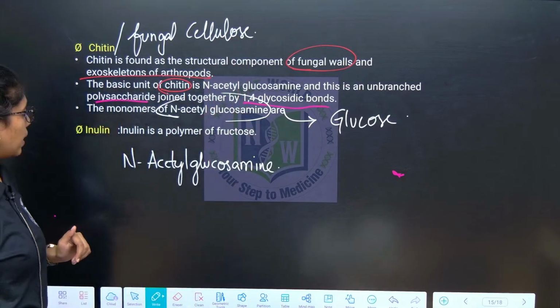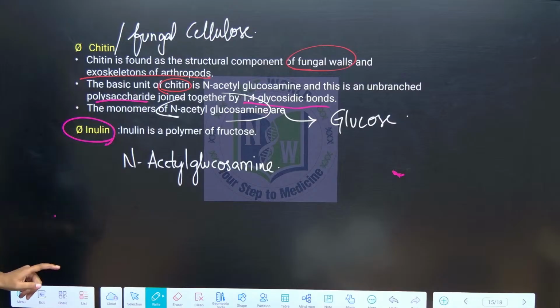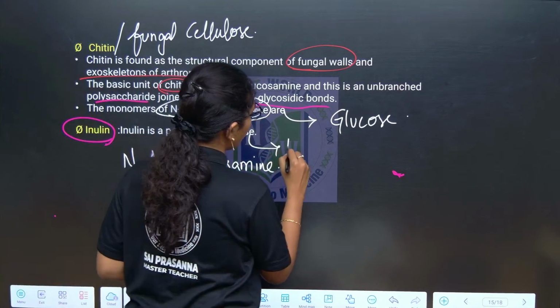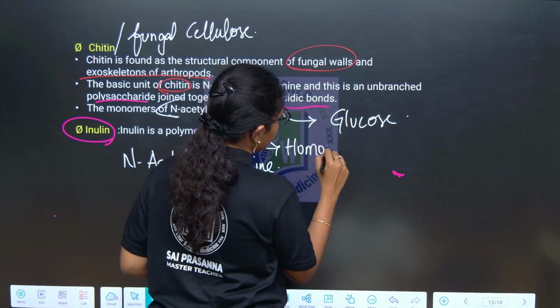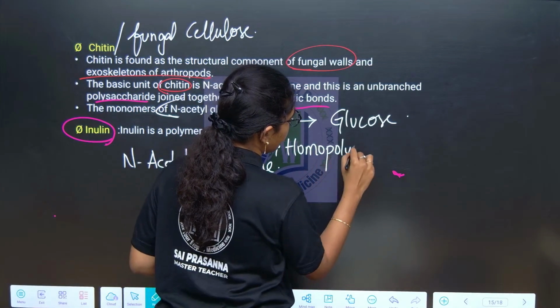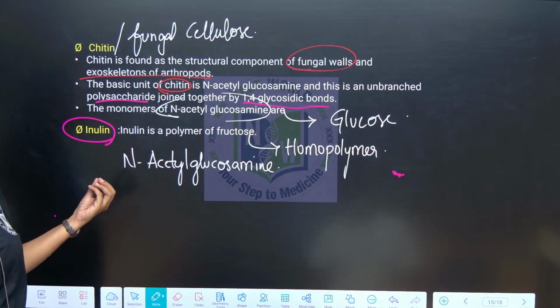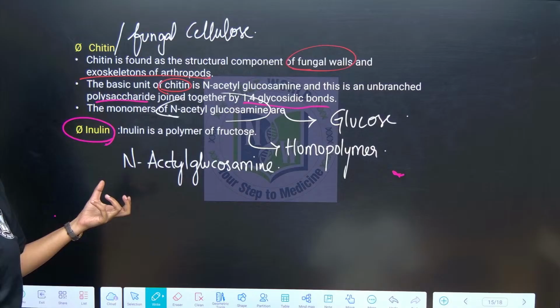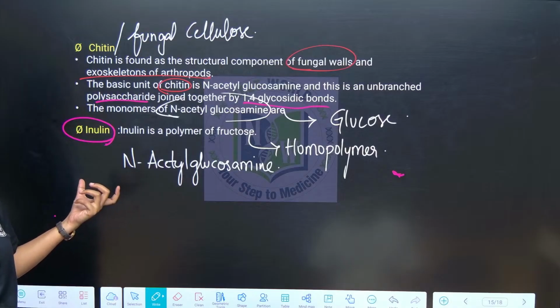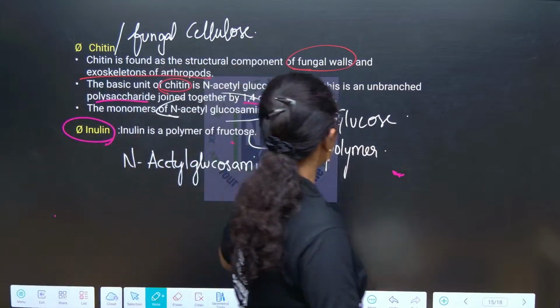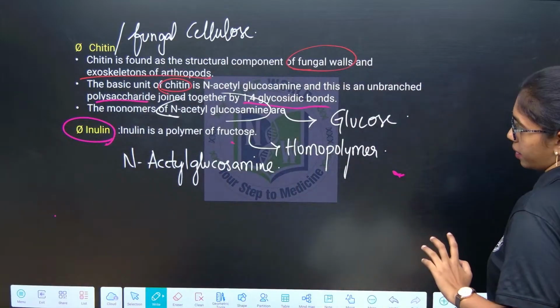Next, inulin. Inulin is a polymer of fructose. Again, this is a homopolymer only. This you will see as the stored food material in the root regions of one plant which starts with V. I will tell you this point tomorrow. So, this is all about carbohydrates.